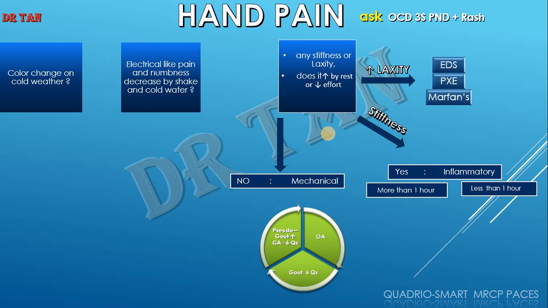One of them is osteoarthritis. The other one is the gout with its 6 questions, and the pseudo-gout with its 6 questions. And the 6 questions here, I mean the questions of the hypercalcemia, because there is possibilities of hypercalcemia causing the pseudo-gout and causing the joints pain, and you should exclude all of these.